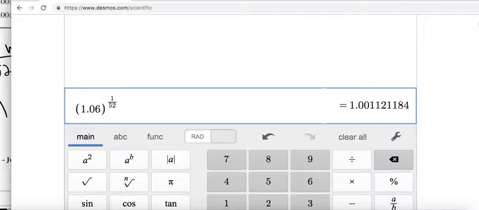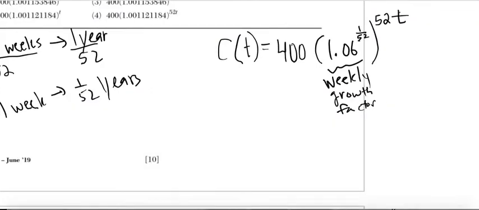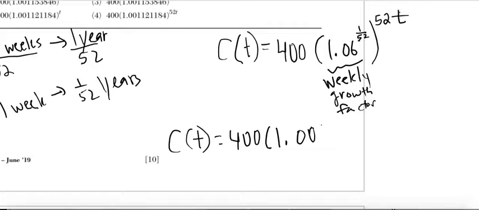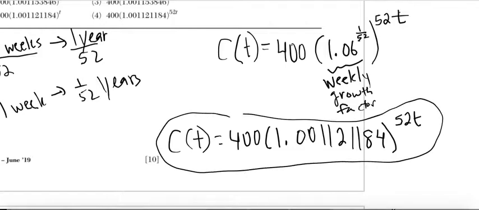And that's about 1.0011211184. So in terms of the weekly growth rate, the only reason I remember this, guys, is that one of the choices has those numbers too. If I raise this weekly factor, this is per week, right? So to get for years, each year, this has to be raised to the 52nd power. So the weekly growth rate to the 52nd power would have given me the yearly growth rate, about 1.06. So this is how it would look.